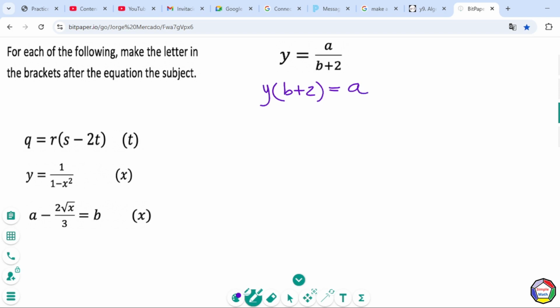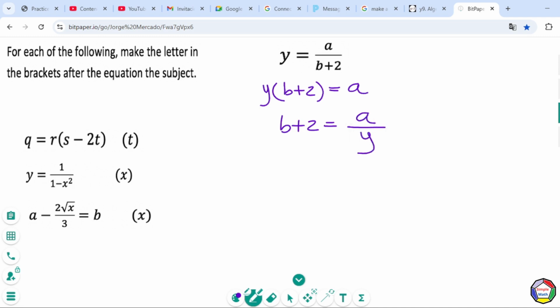Now, basically what I'm going to do is take the y and move it to the other side by using the inverse operation. What is the inverse operation of multiplication? It's division. Remember that the y is multiplying the parentheses. So I will pass it to the other side with the inverse operation, which is division. So I'll say that b plus 2, it's not necessary to write the parentheses now, is a over y.